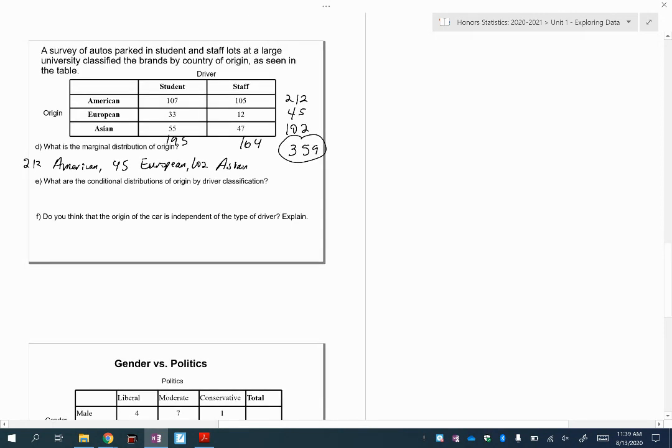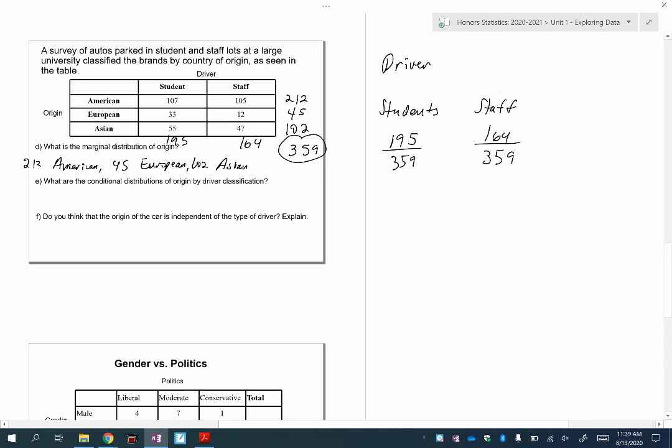All right, so the first thing I tell students is to pick one of your two variables. Whatever you want, it doesn't matter. Just pick origin or driver. Personally, I'm going to pick driver. So if I pick driver, I'm ignoring anything about the origin of the cars. How many students and staff, and those percentages. Out of 359 cars, how many were students? 195.